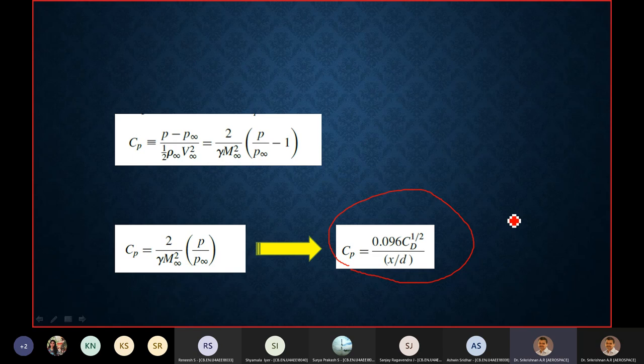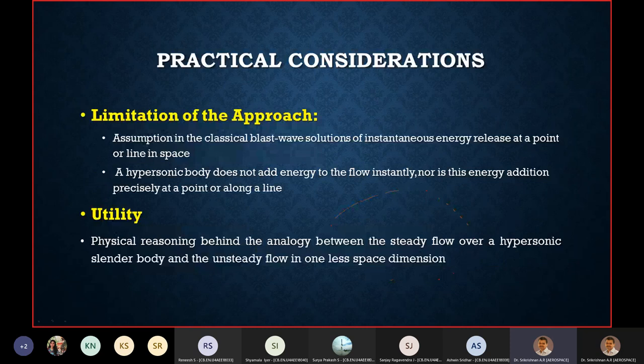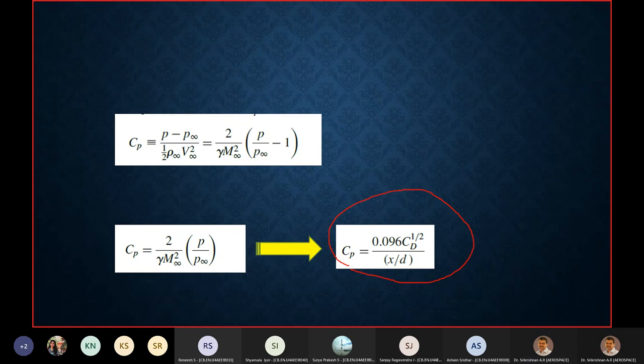So what are we saying? If I have a blunt body that has a blunt edge but a slender shape, and if I'm considering hypersonic flow past it, then the pressure distribution can be calculated as a function of CD to the power of half multiplied by 0.096 divided by X by D. So if I consider X along the length of the body, I can plot the CP value if I know CD, and if I obviously know the diameter or the transverse dimension of the body.